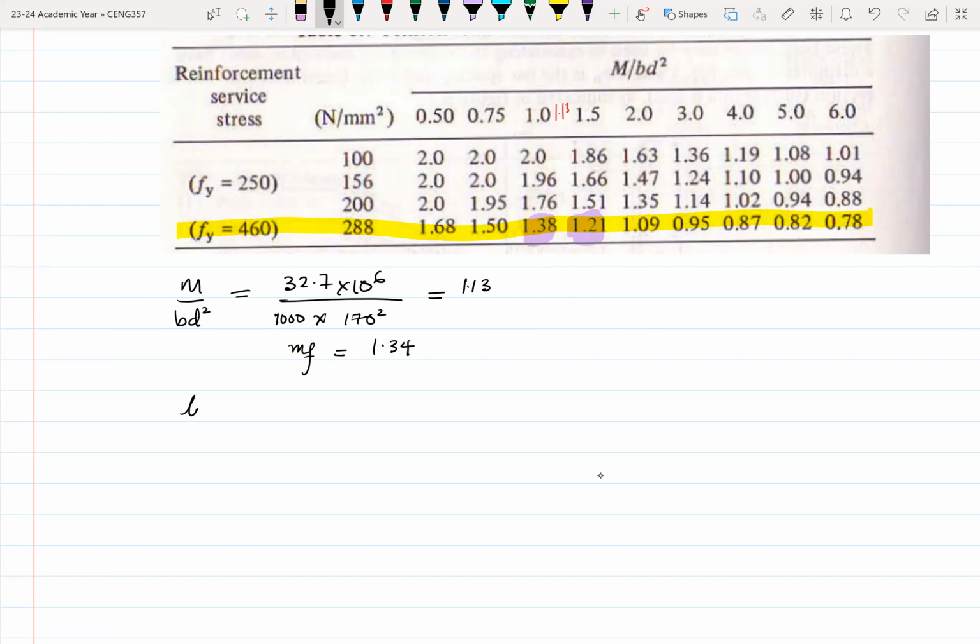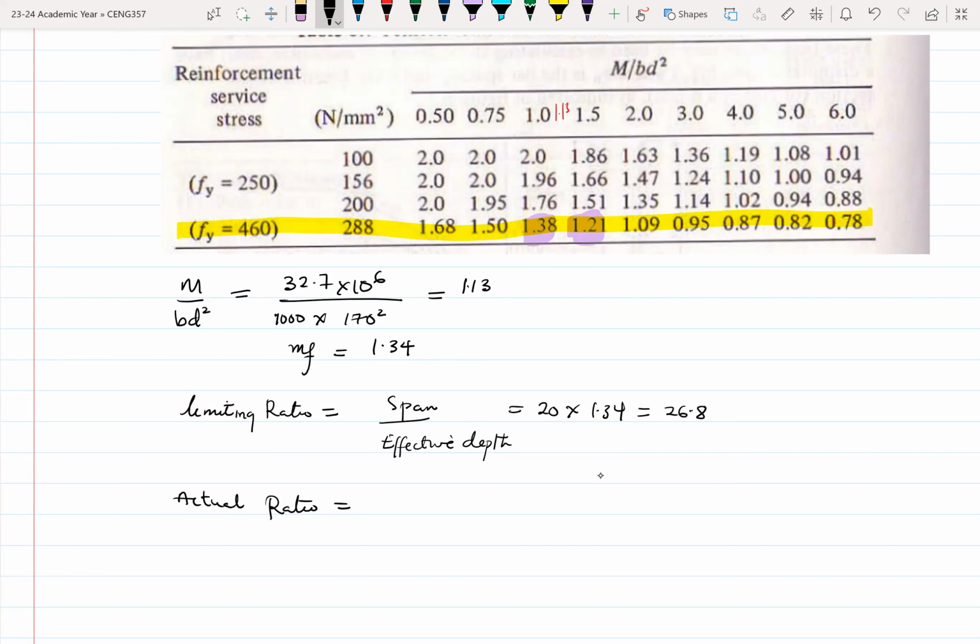So our limiting ratio, since that was the span over the effective depth, was the same as the ratio 20 that we had times the modification factor, which is 1.34. That should give us 26.8.